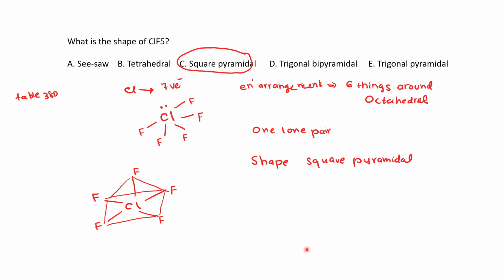Why it is called square pyramidal is that you have a pyramid shape on the top and your base looks like a square. See, this looks better, and your base is square and you have a pyramid. That's why you call it square pyramidal. You can read the textbook on page 380 for more information.